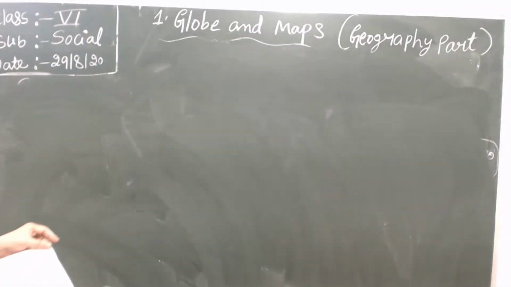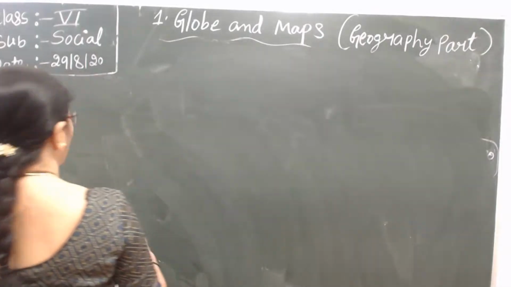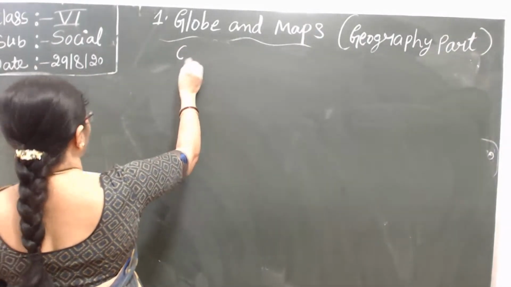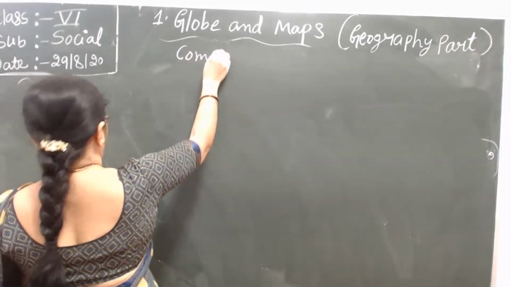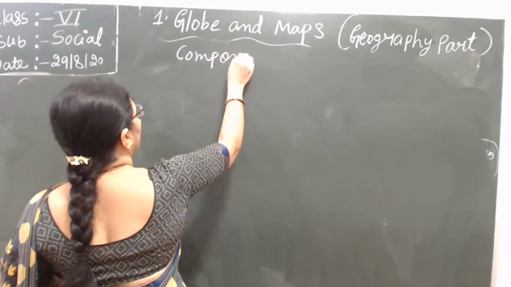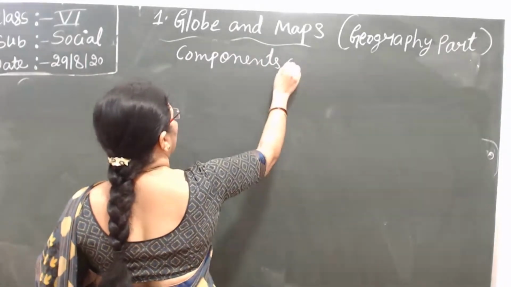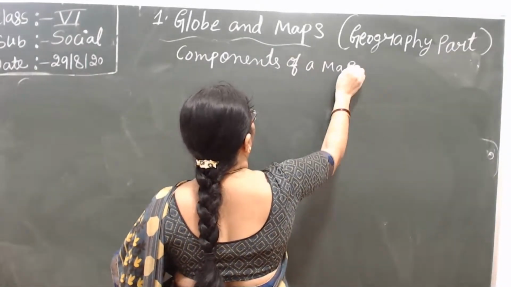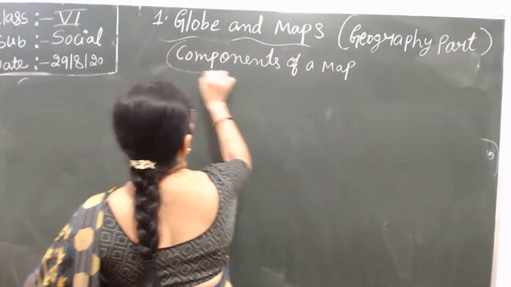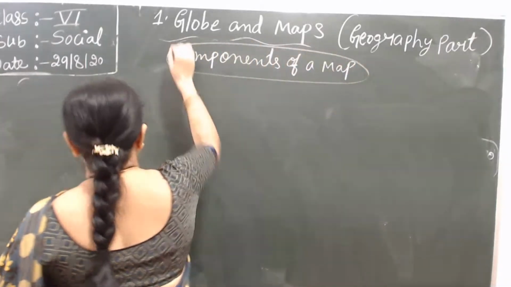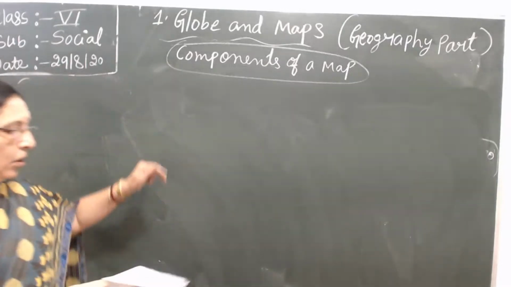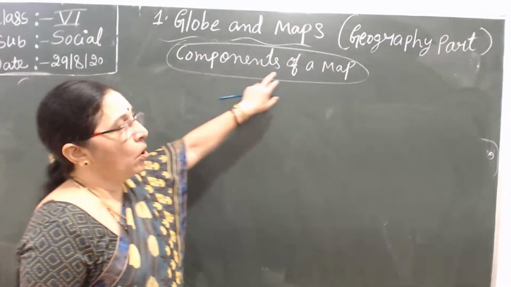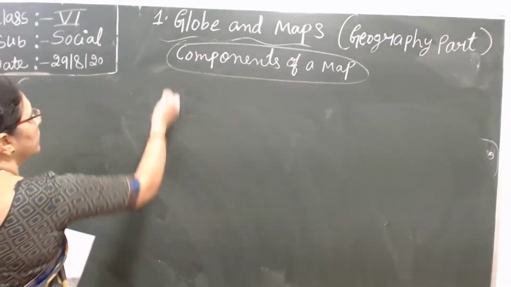Next, components of a map. What is that? Components of a map. There are five types of components. How many are there? Five types.